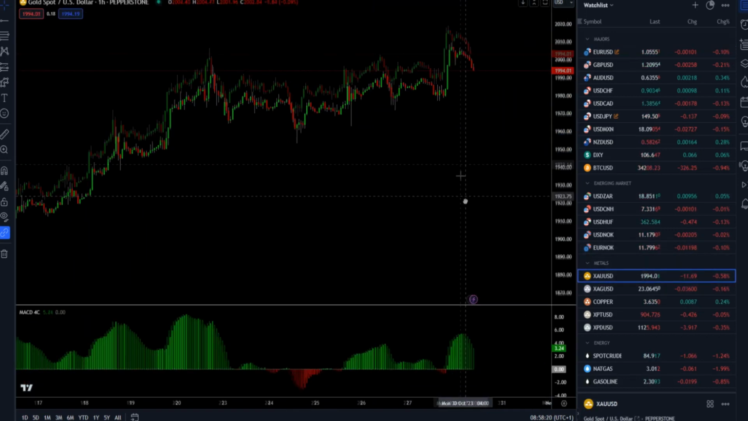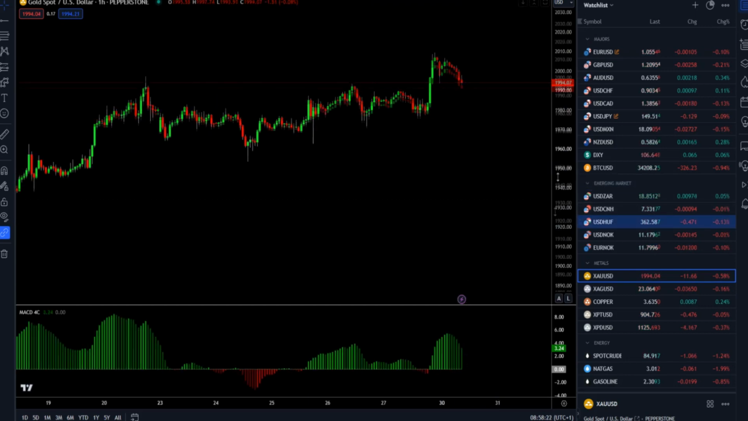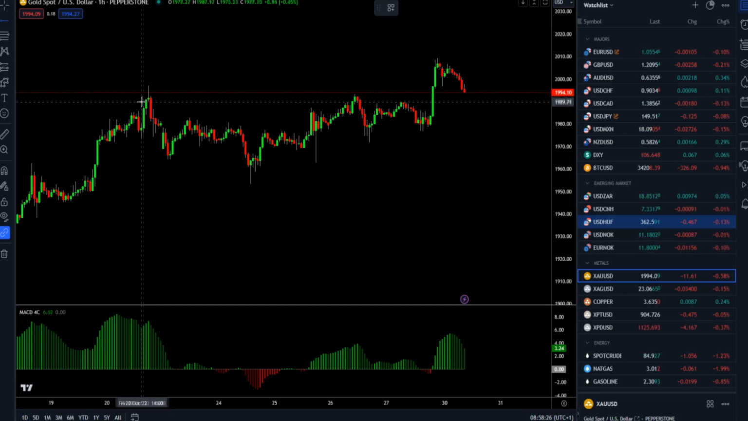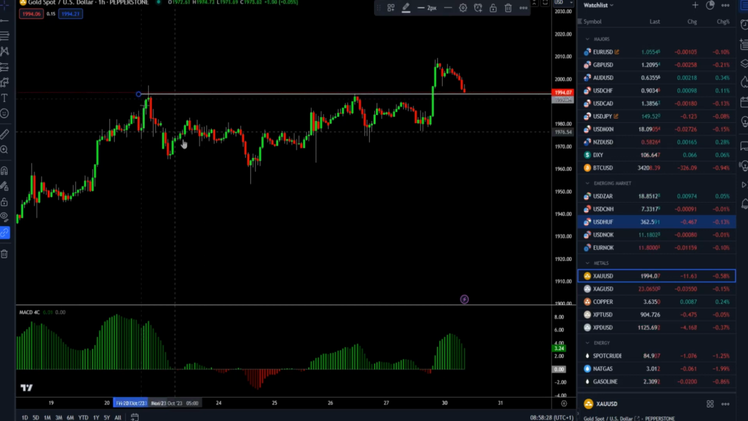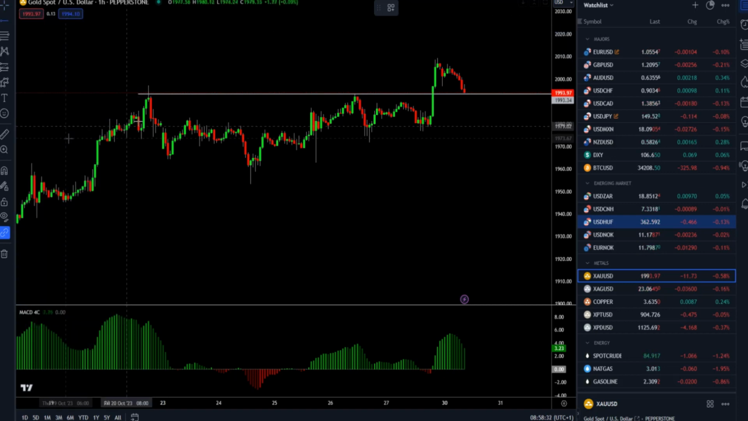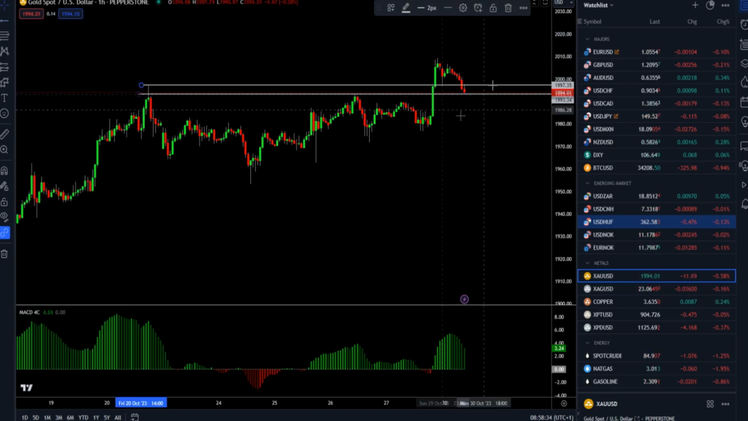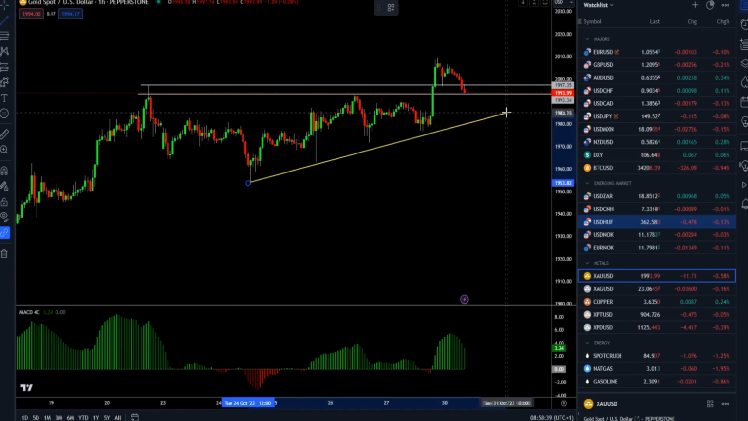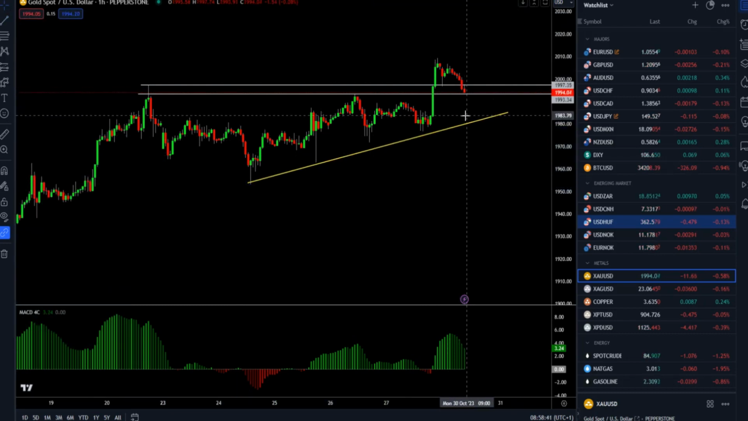Speaking of the gold market now, this is an interesting area where the gold is trading. So this is a very important pivot level around 1993 or 1995. So what we had here is the ascending triangle, but what we can see here is market is pulling back.